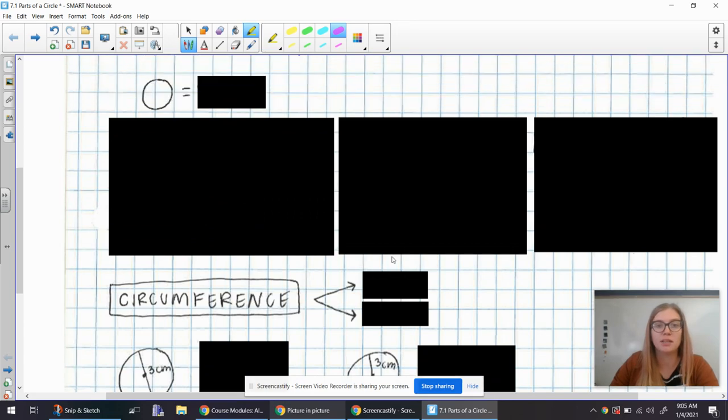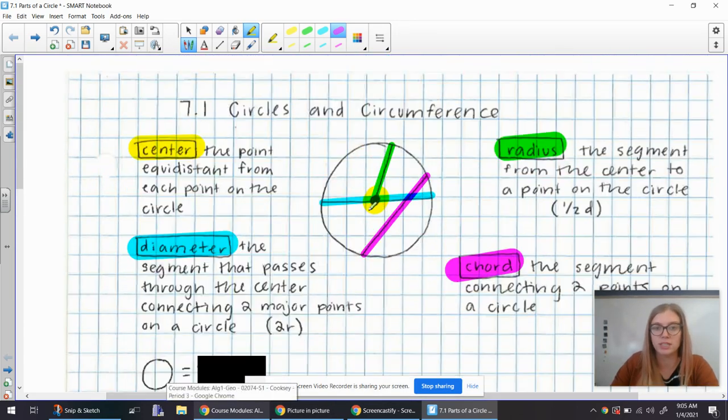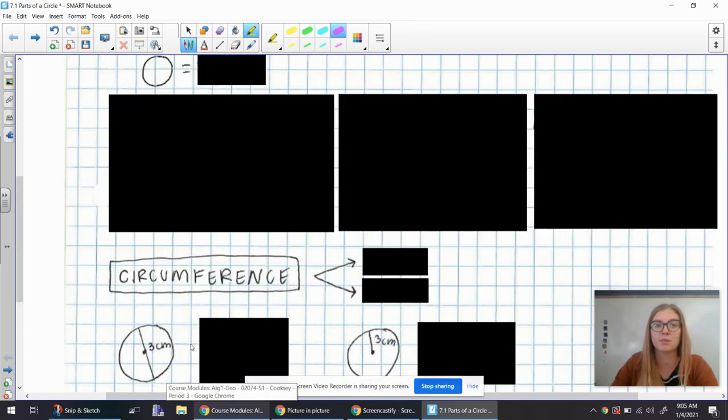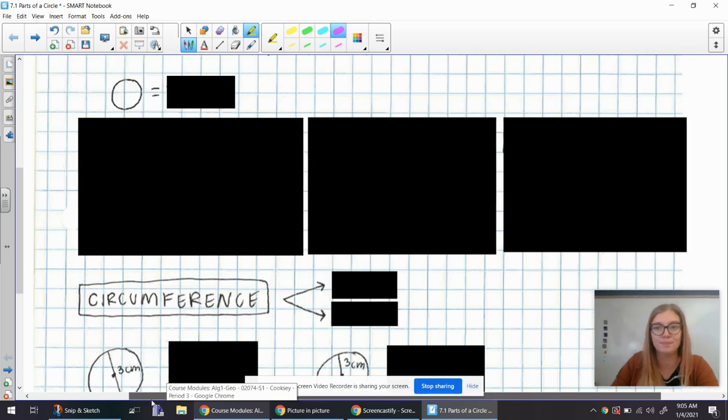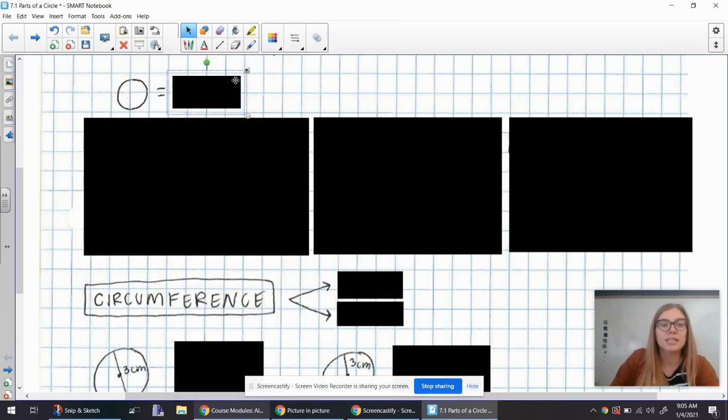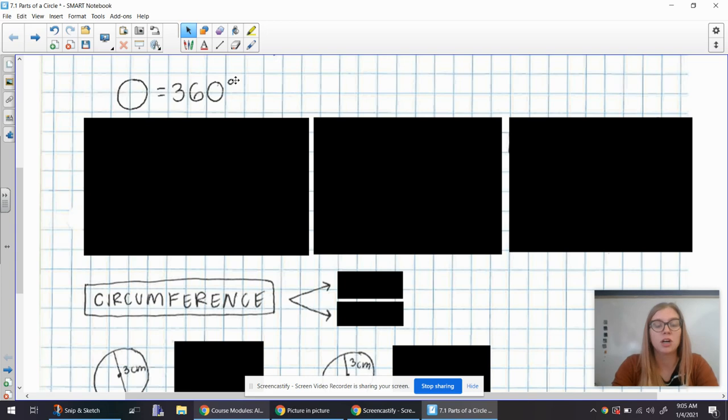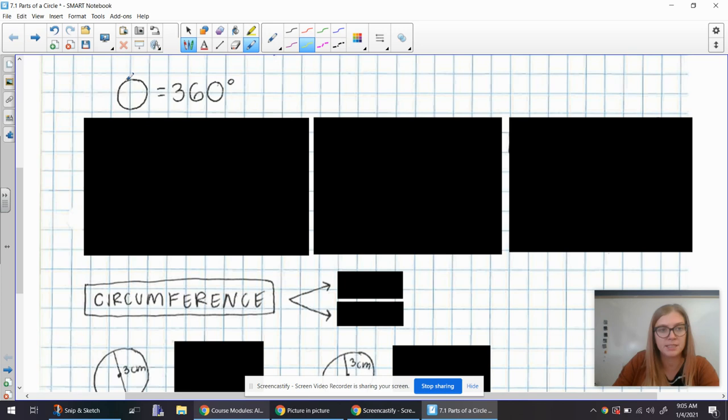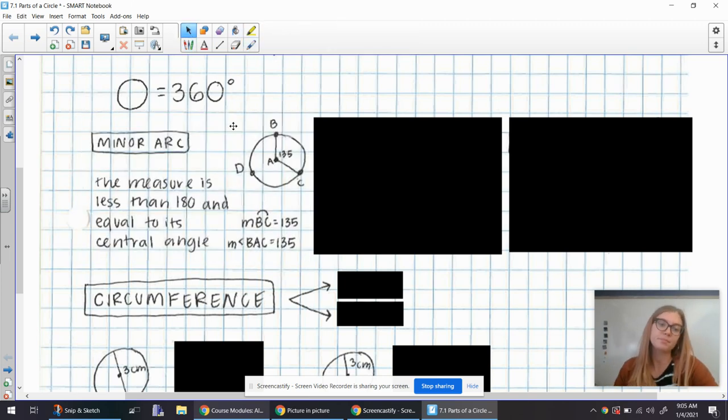Next, we're going to talk about the parts on the outside of the circle. These were all the important parts on the inside. Now we're going to talk about parts on the outside of the circle. The parts on the outside we're going to focus on are arcs. A whole circle is 360 degrees. Pieces of that outside component, like from here to here, are called arcs. And there's different kinds of arcs, so we're going to go through the 3 different kinds.